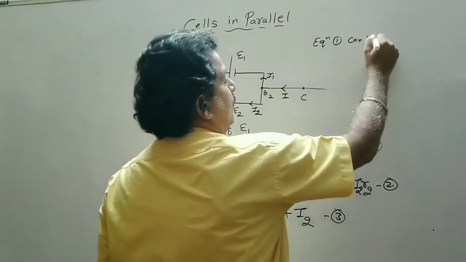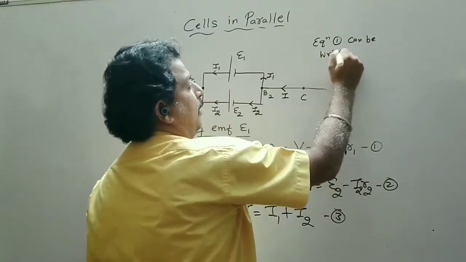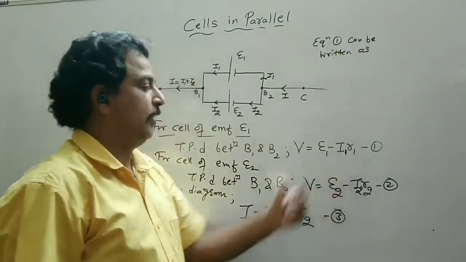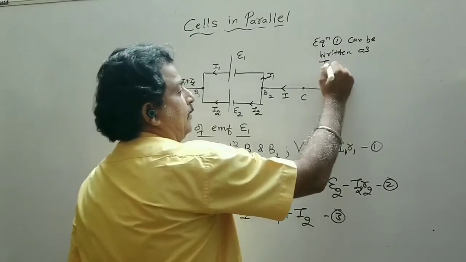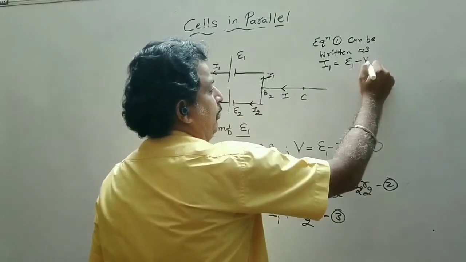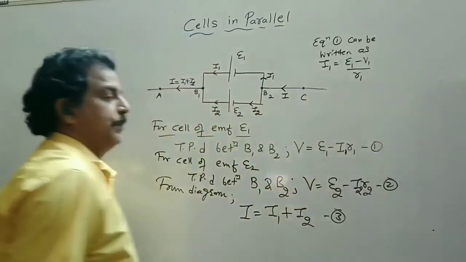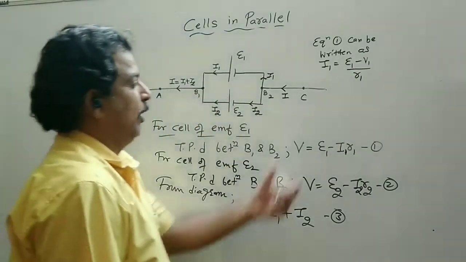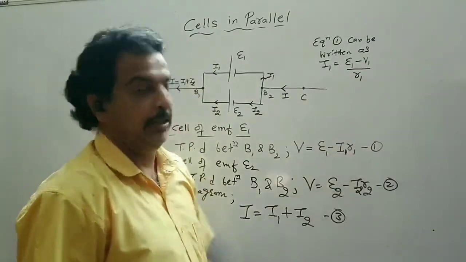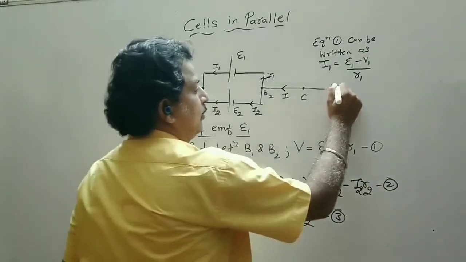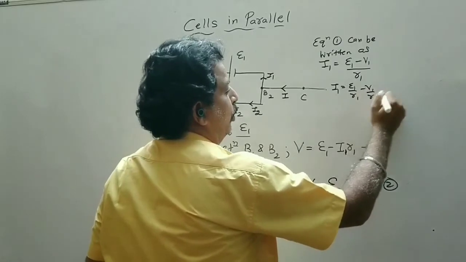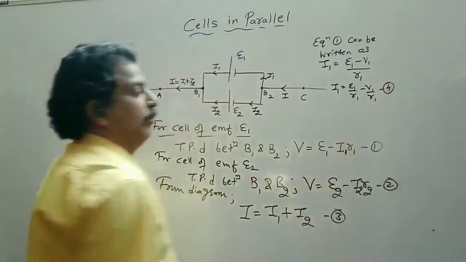So equation 1 can be written as, I can write that step here only. I1 should be written as E1 minus V upon R1. I would have written this step here itself and given that equation number 1, so separately I am writing it. So now I1 is equal to E1 upon R1 minus V upon R1. Let this be equation number 4.